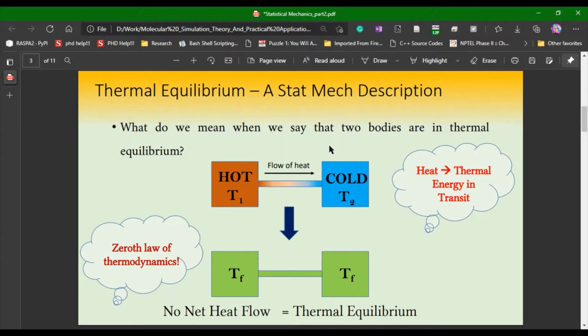After connecting, these two systems exchange energy between them, and after a sufficiently long time they reach a particular temperature, Tf, the final temperature. We see that both these temperatures are the same, and we can say that the bodies are in thermal equilibrium. So thermal equilibrium basically means that there is no net heat flow between these two bodies. Okay, but what do we mean by temperature? Let's talk about temperature in more detail.